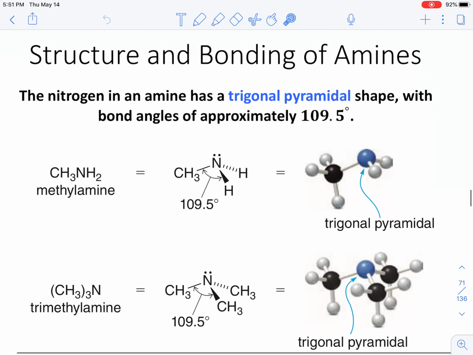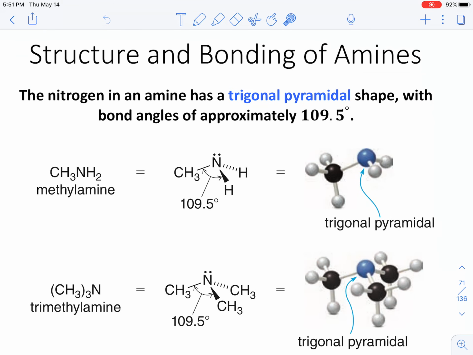And so in terms of structure and bonding of amines, I already mentioned this in the previous slide. It's going to be trigonal pyramidal, and you guys can go ahead and look at the geometry using the wedged or bold line and the dashed line that's going behind the plane of the nitrogen. Okay.